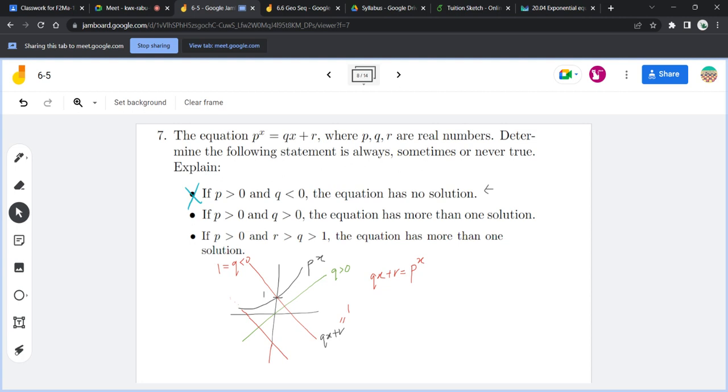Okay, so for the next one, maybe you can try to follow me and use this graph to determine whether it is always or sometimes. So let me see, is there any other equation? Solution is equal to 0.